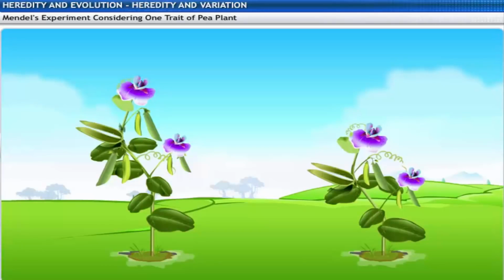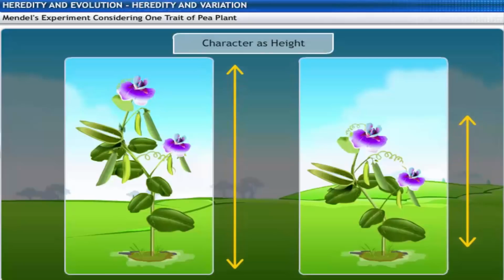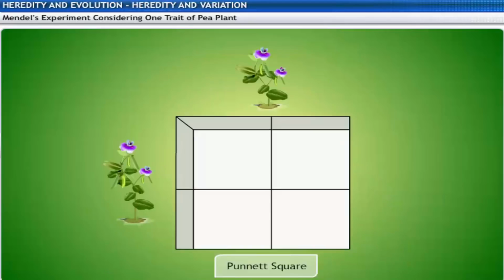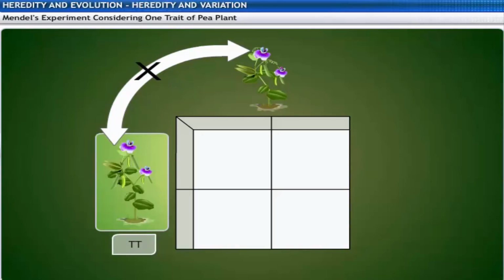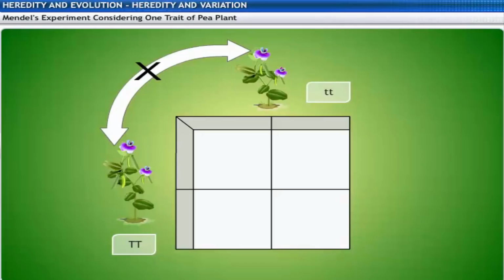Well, let me explain this through Mendel's experiment, in which inheritance of only one character, for instance the height of the pea plant, is considered. Such inheritance pattern is referred to as monohybrid inheritance. The Punnett square shows a cross between parental tall uppercase TT and dwarf lowercase tt plants.